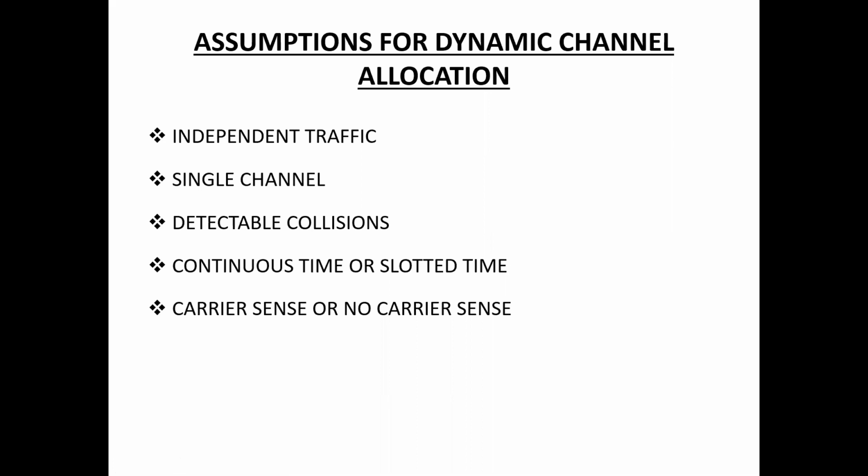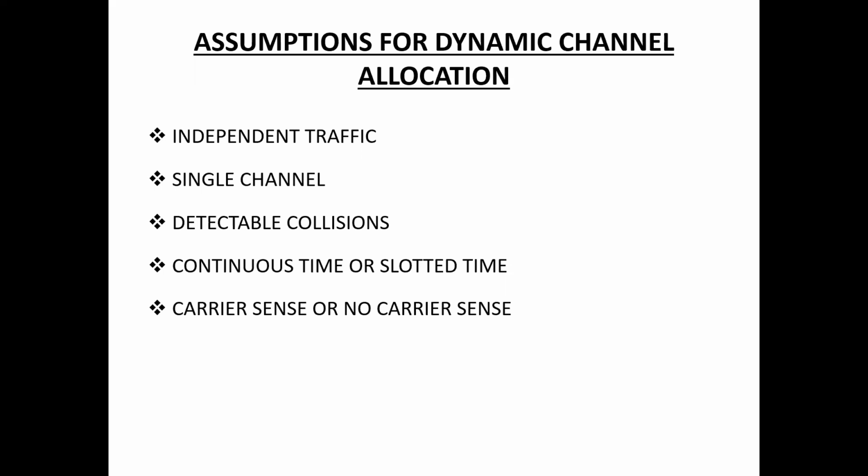The key assumptions for different methods of dynamic channel allocation. First one, independent traffic. It is assumed that users are independent of each other. That is, each user sends or receives data independently of the data transmission of the other users in the network. Once a user generates a frame for transmission, that user is blocked until the frame has been successfully transmitted.